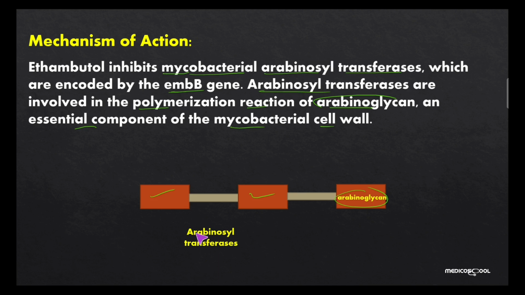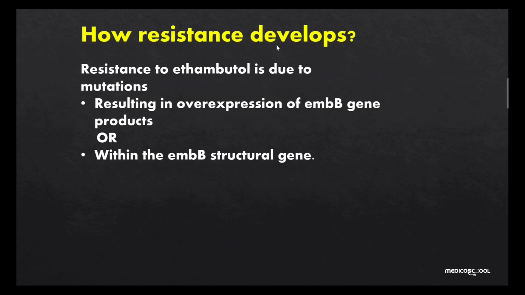components, and what this arabinosyl transferase does is polymerize this arabinoglycan and thus help in cell membrane synthesis. So inhibiting this arabinosyl transferase will inhibit the synthesis of the mycobacterial cell membrane and thus lead to the death of Mycobacterium tuberculosis.